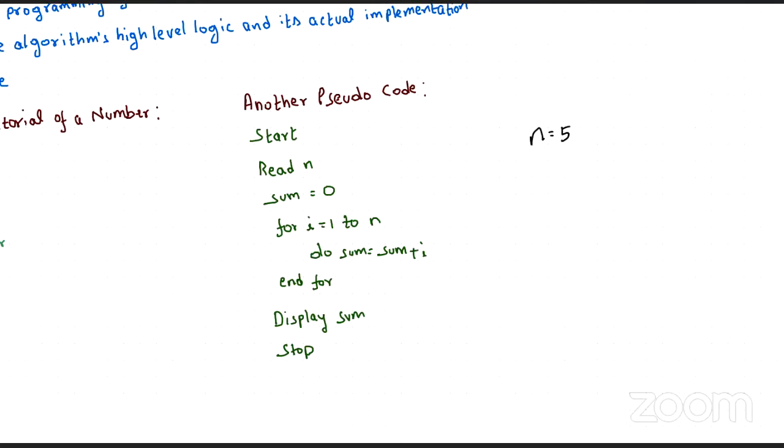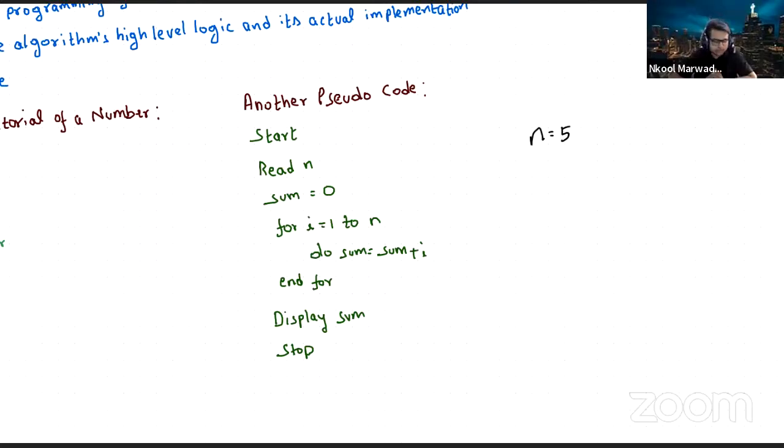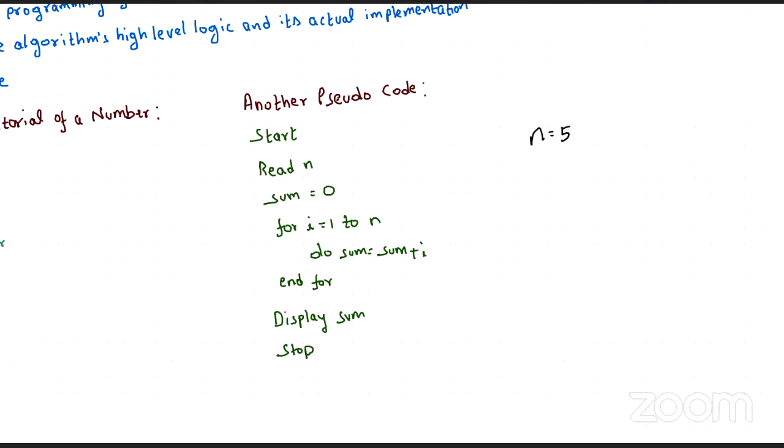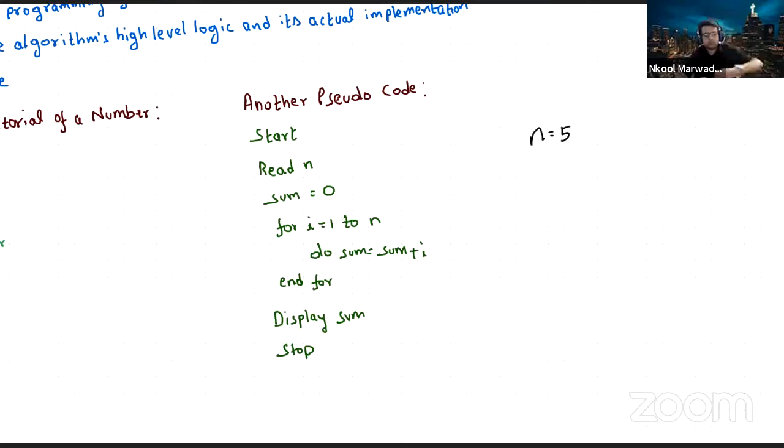So then it says do sum is equal to sum plus i. So sum is still 0, right? Yeah, so 0 plus i. So i will be 1, then 2, then 3, then 4, then 5. So it will be done in separate steps, or what? We are declaring i is equal to 1 to 5, so it will take one first, then two second, like that. Okay, let me help.